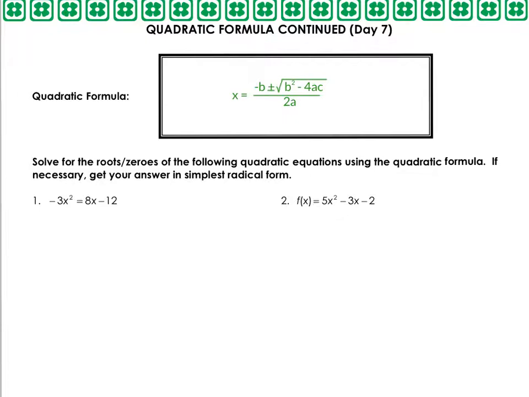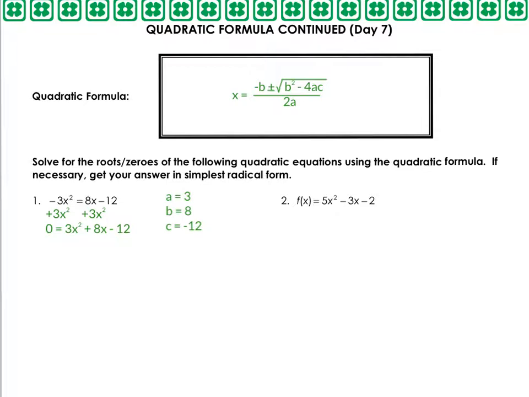But in order to do that, as with any time we solve for the roots, zeros, or x-intercepts, we need to make sure that our equations are in standard form so that they're equal to 0. In this example, it's negative 3x squared. So I'm actually going to add that to the other side because then I'll have a positive x value, which is good, and it'll all be equal to 0.